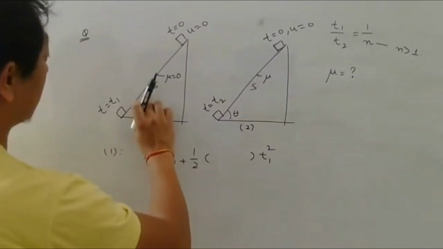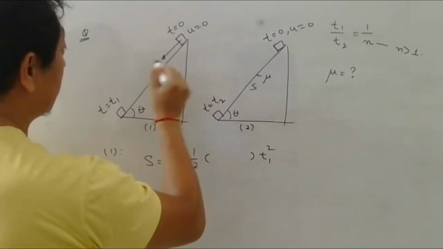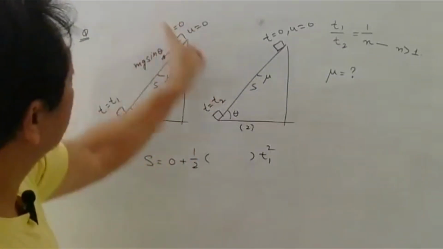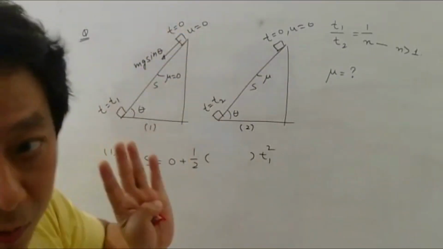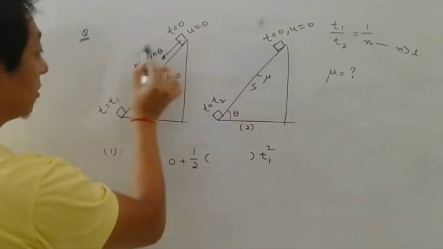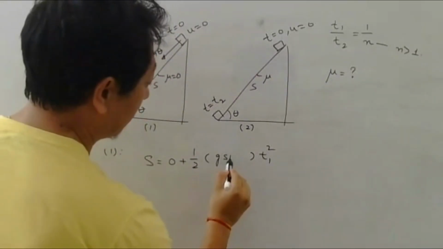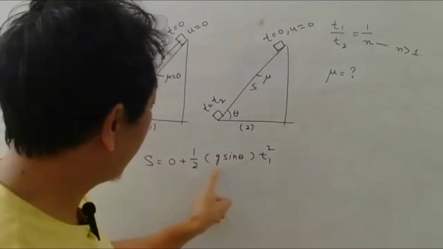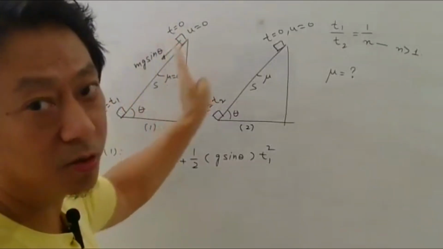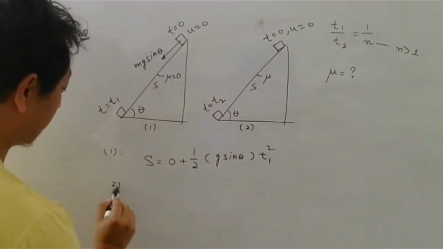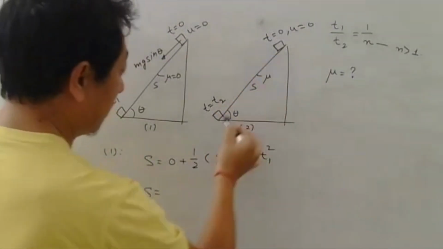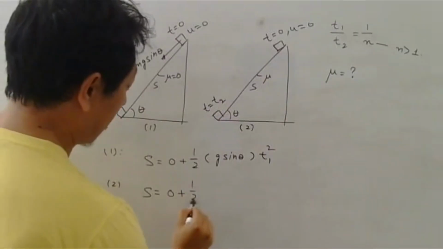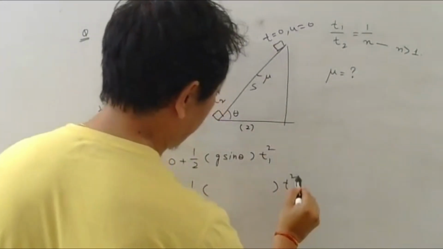What will be acceleration in this case? Well, the only force in this direction is mg sine theta. Normal will be here, mg cos theta will be here. So I don't need to worry about that. So if this is the force, what will be acceleration? G sine theta, right? Force divided by mass. So please remember, this is the acceleration in a smooth surface. For second case, displacement is same. Initial velocity is also same, 0. So half a t2 square.